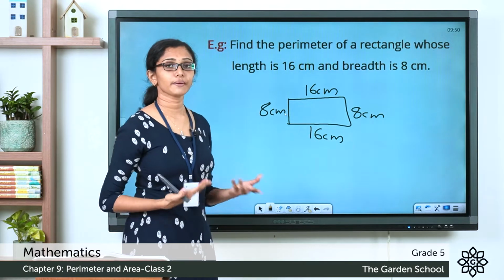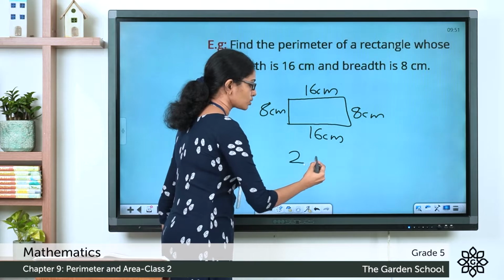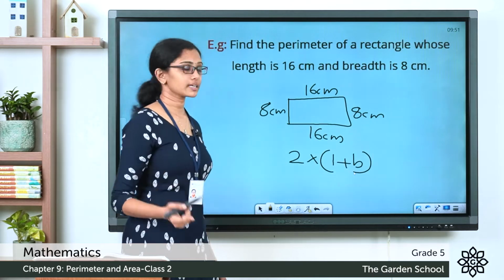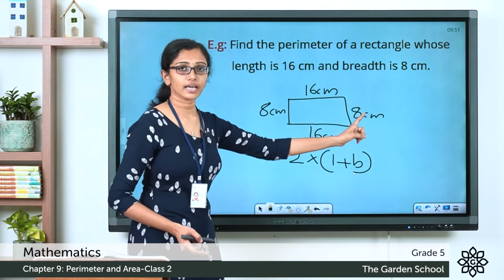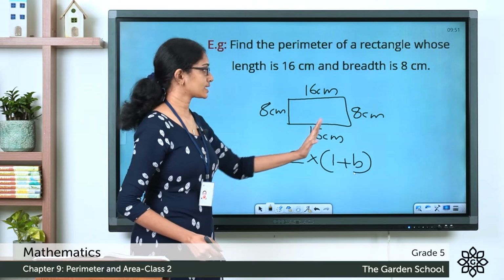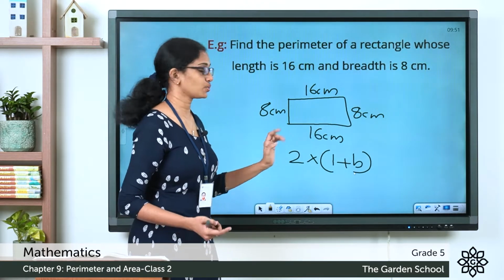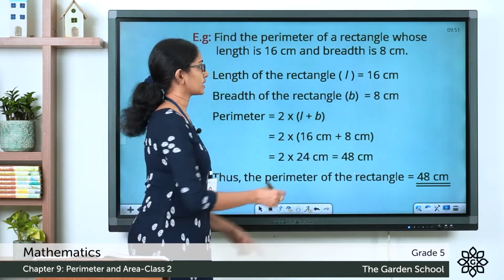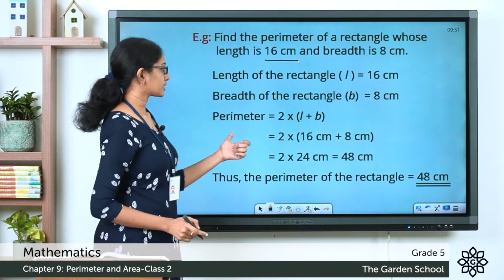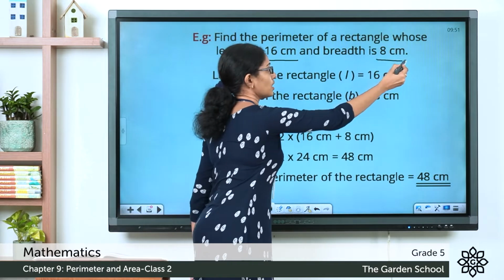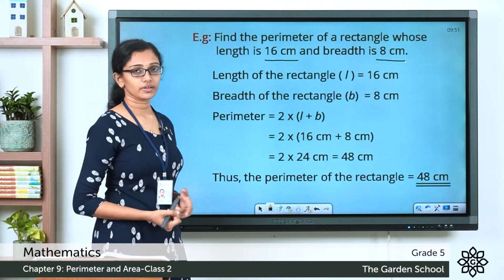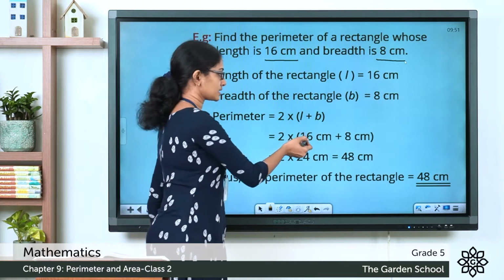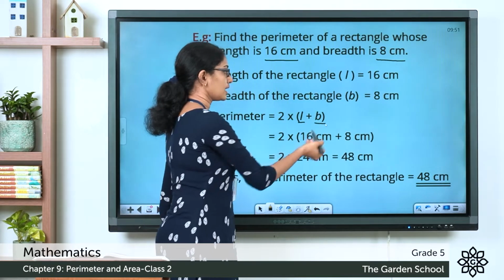Now, how do you find out the perimeter? The perimeter is equal to 2 times (length plus breadth). What is the length here? 16. What is the breadth here? 8. So, the perimeter would be 16 plus 8, and that into 2. Let's see the steps. Length of the rectangle is equal to 16 centimeter as given in the question. The breadth of the rectangle is equal to 8 centimeter. Now, the perimeter is equal to 2 into (L plus B), that is 2 into (16 centimeter, the length, plus 8 centimeter, the breadth).